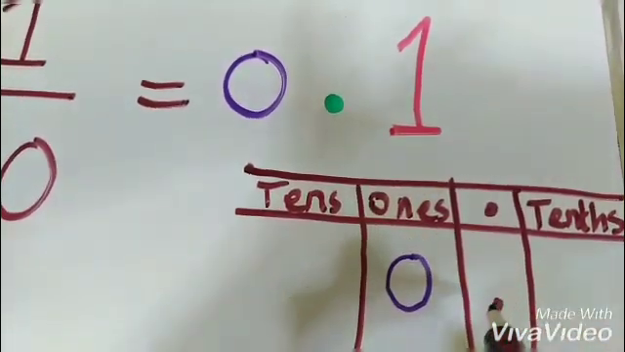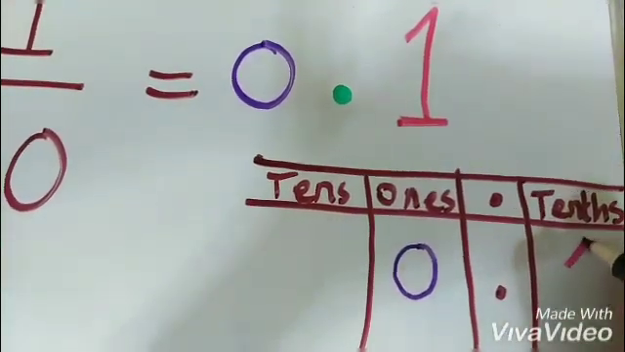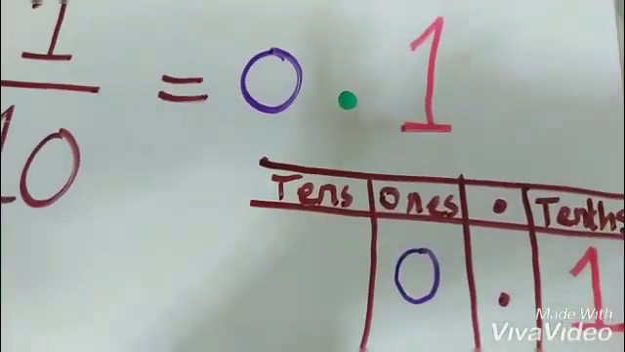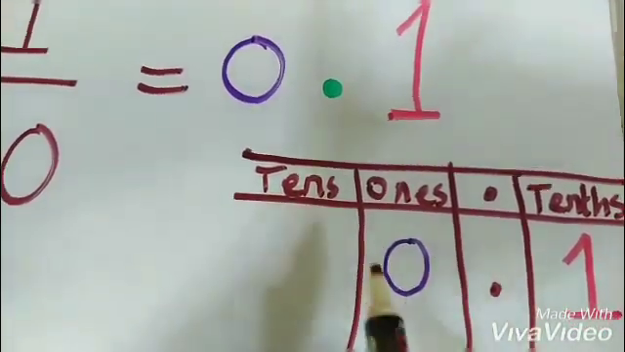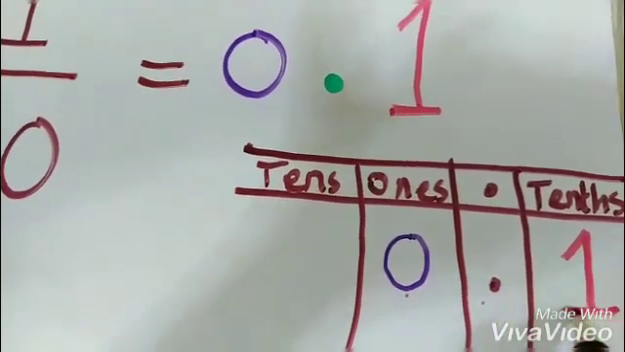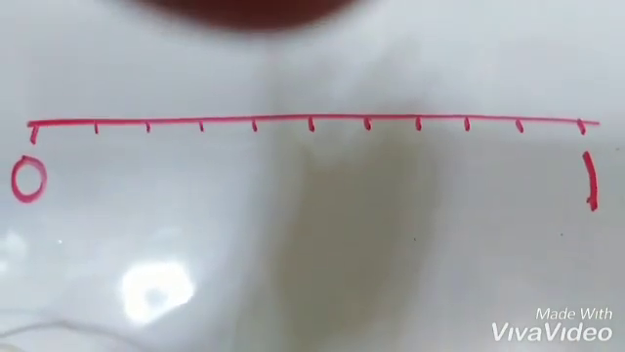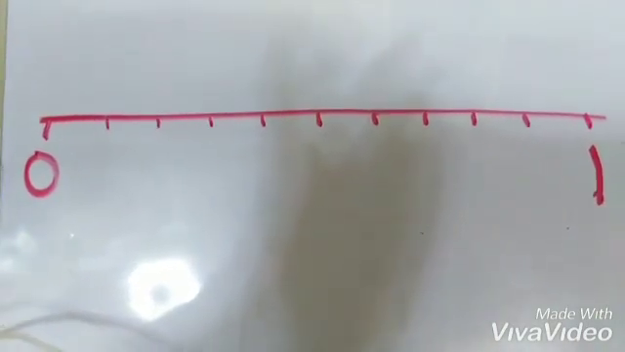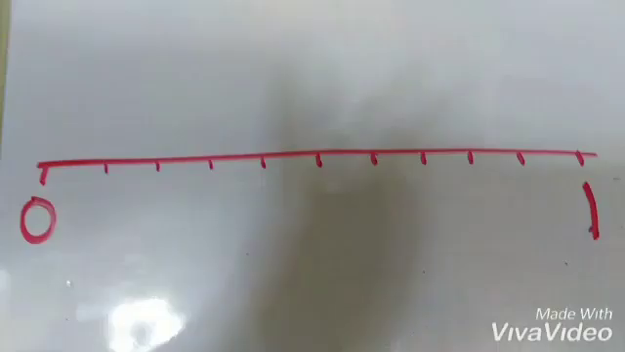And here is the place of the decimal point, and in the tenths place, it's 1. So I can write 0.1 in the place value table as 0.1.